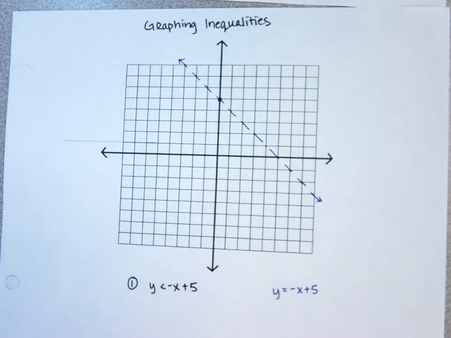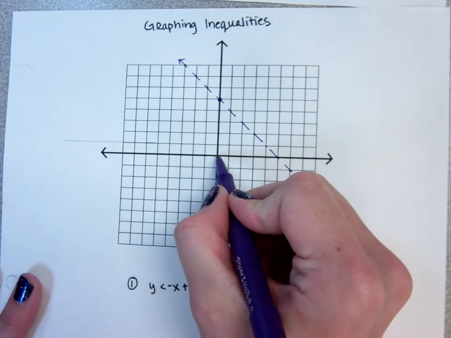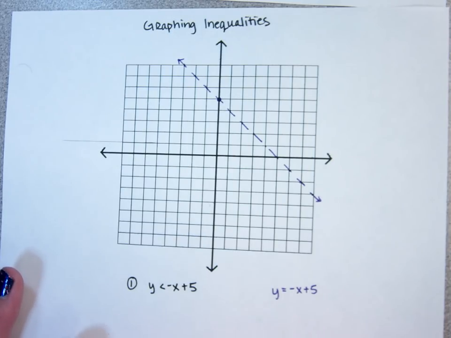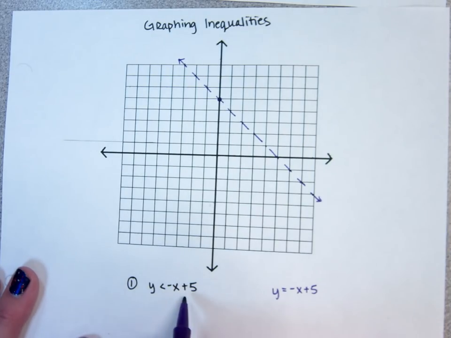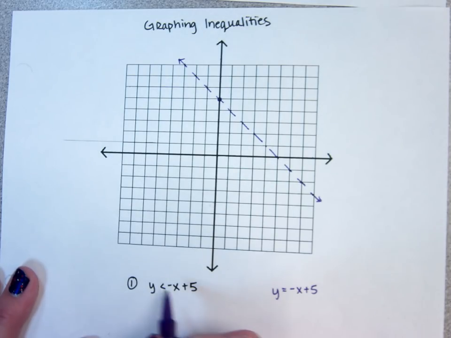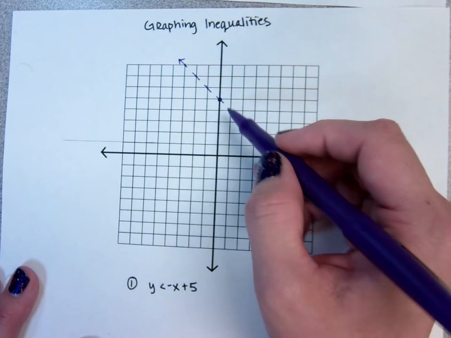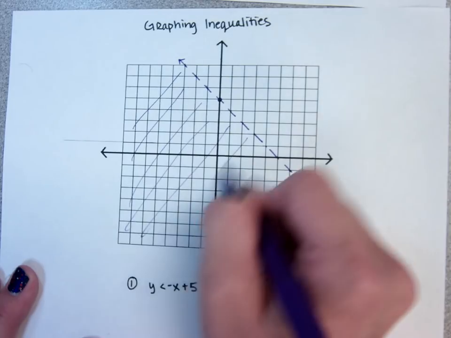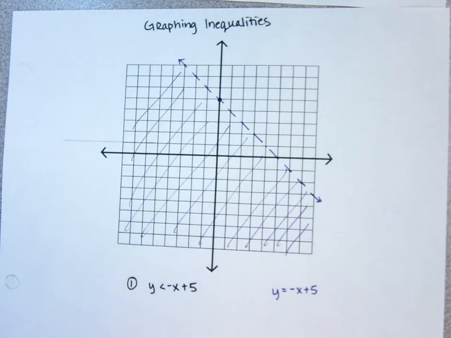You can use the old method, which will take longer, of testing a point. Some students prefer to test maybe 0, 0, put it in, see if it makes it true. If it's true, shade that way. If not, shade the other way. I actually prefer to just read the inequality and determine where I should shade. So if I'm talking about my y values in relation to this line right here, which is y equals negative x plus 5, y is less than. So I'm talking about all the y values that are less than, lower than this line, which means I'm going to be shading this way. And that's it.